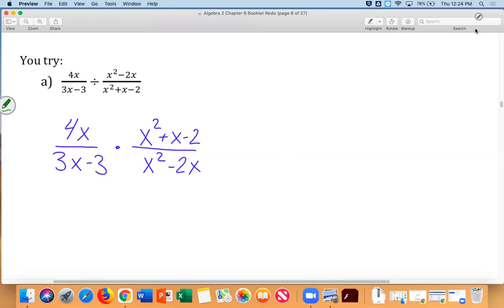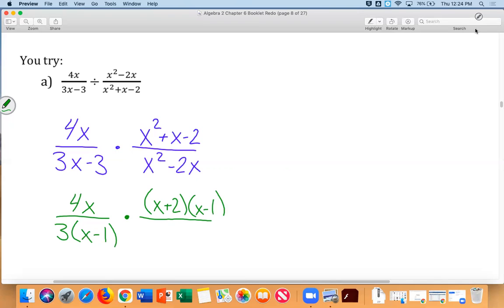So I flipped my second fraction. So 4x divided by 3x minus 3 times x squared plus x minus 2 divided by x squared minus 2x. So I'm going to factor out anything that I can. From the 3x minus 3, I'm going to factor out a 3. That leaves me with 3 times x minus 1. Now x squared plus x minus 2 factors to x plus 2 times x minus 1. And on bottom, I'm going to factor out x, so it's going to be x minus 2.